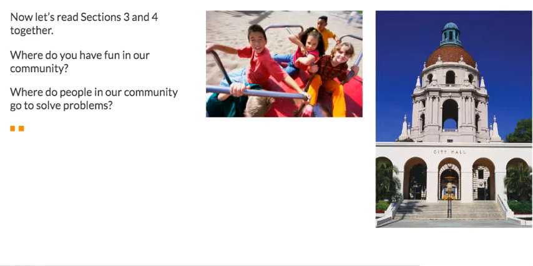And a community is a place where people solve problems together. Some people go to City Hall to solve problems. Some meet at a school. Some meet at a community center. Where do people you know go to solve problems? Is there more than one place?